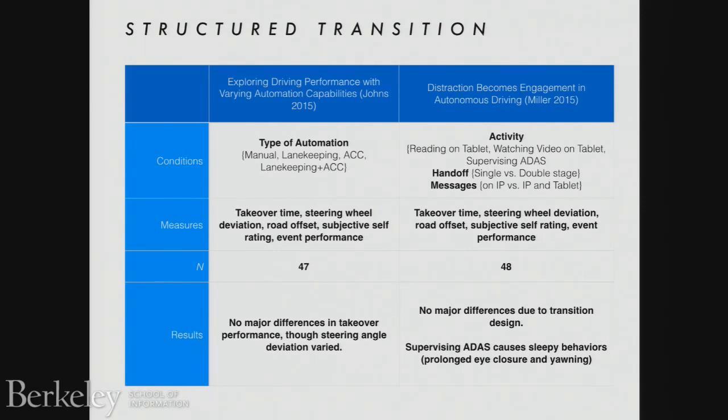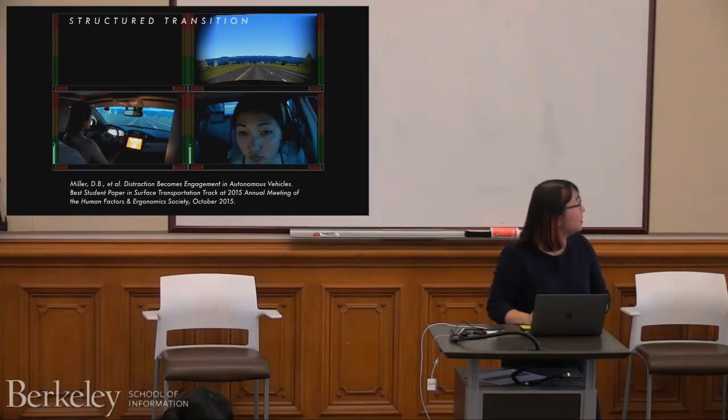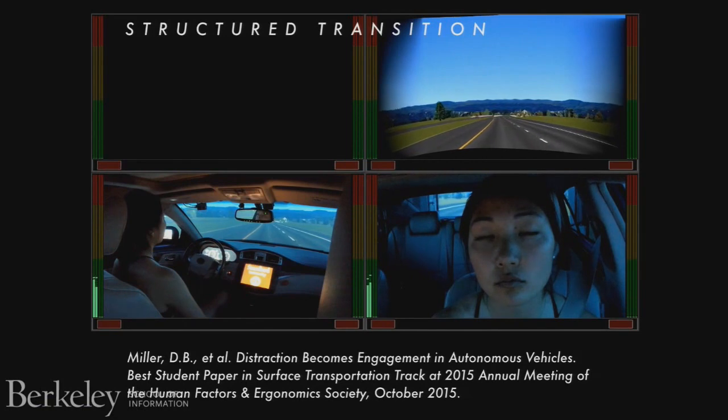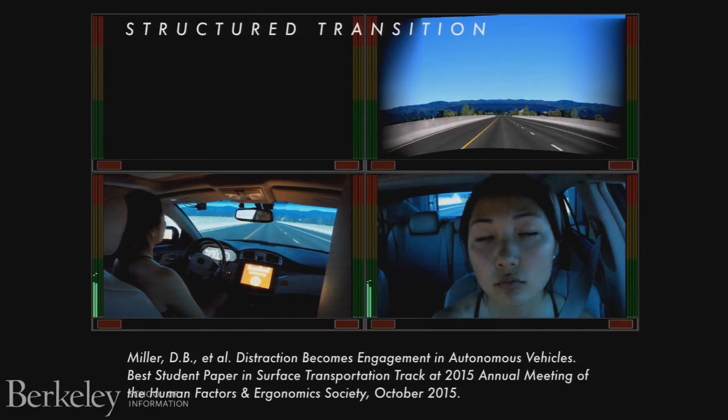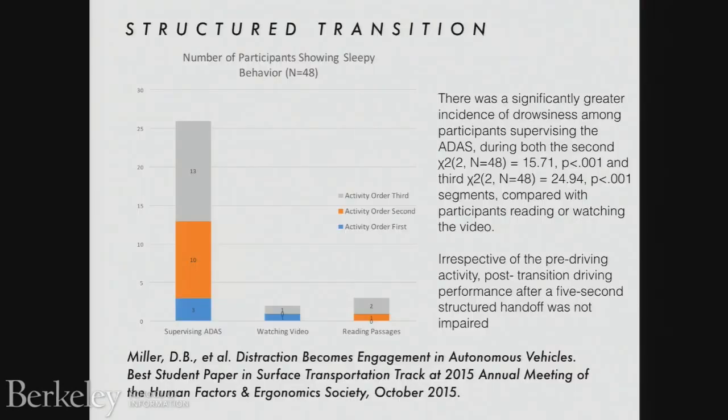This is kind of burying the lead. Supervising ADAS causes sleepy behaviors. So it turns out that when people are supervising automation, and only when they're supervising automation, they get sleepy. It looks like this. This is really amazing. People are only in autonomous driving. You saw my earlier timeline. They're in autonomous driving mode for 8 minutes at a time. They are not at home. It is granted a little bit dark, but we're not recruiting people from some sort of sleep center.